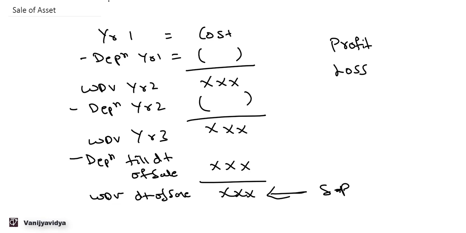And this profit and loss is separately recorded. Profit on sale of asset and loss on sale of asset is separately recorded in your books, and at the year end it is considered in your profit and loss account. So this was about a sale of an asset.